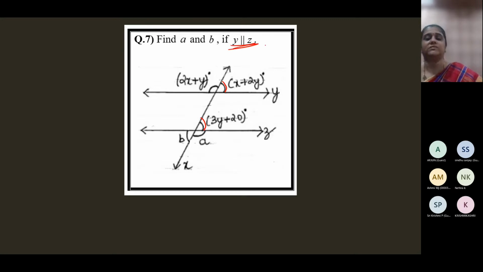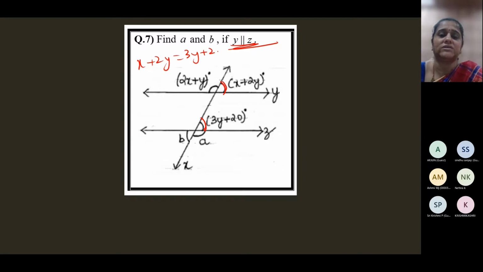Y is parallel to Z. Is there any relation between this angle and this angle? What kind of angles are they? Ma'am, corresponding angles, ma'am. And are they equal? Yes, ma'am, because the lines are parallel. Correct. So x plus 2y is equal to 3y plus 20. This angle x plus 2y is equal to this angle 3y plus 20.